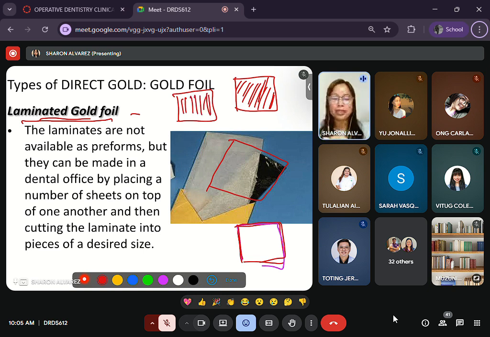Because of the difference in the direction of the grains, that will give better strength to the restoration. So combining the sheets will give better physical characteristics for the gold. That is laminated gold foil. Again, who's going to do this laminated gold foil? This is done by the dentist using the ordinary gold foil.